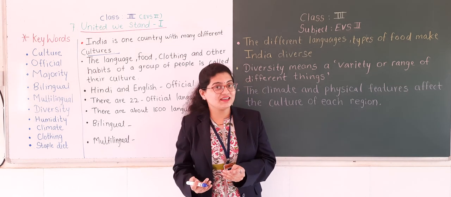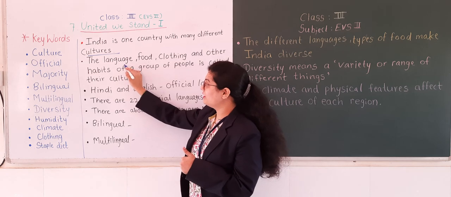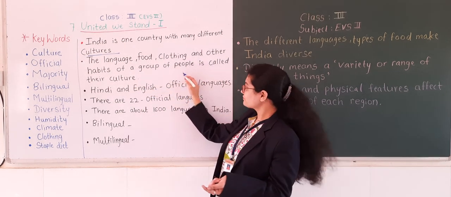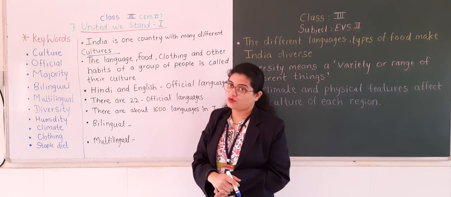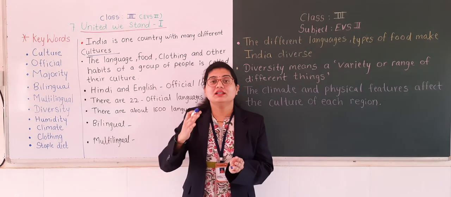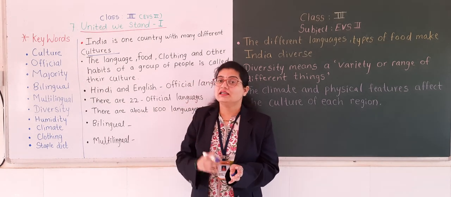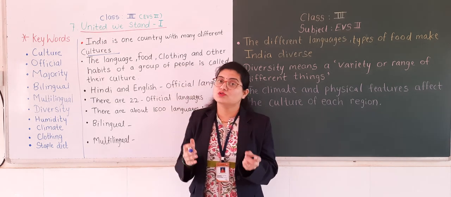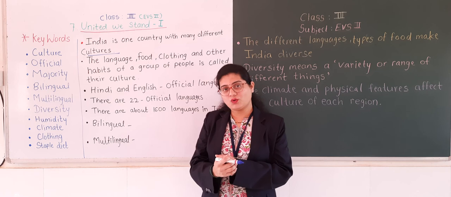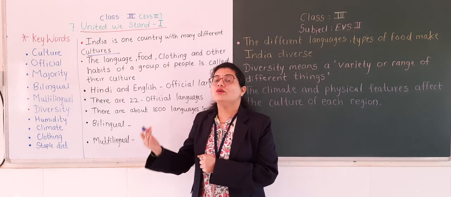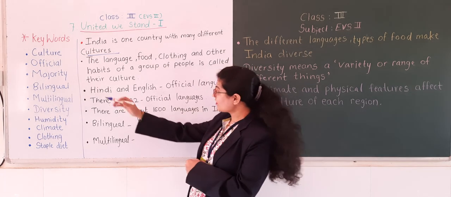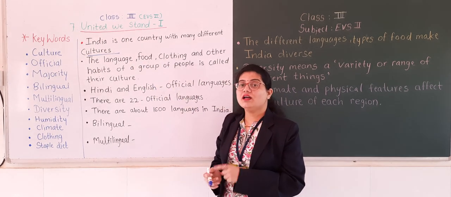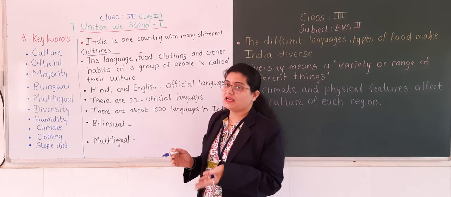Now tell me, what is culture? Yes, good. Culture is nothing but language, food, clothing and other habits of a group of people is called their culture. Okay, so in India, we have different cultures in different region. Means in different region, people use different languages, they eat different food, they wear different types of clothes and they also have different types of habits. Okay, so we can say that in India, we have variety of cultures. Okay, so here, now we will see one by one the points which are different in the India, that are languages, food, the clothing and other things.